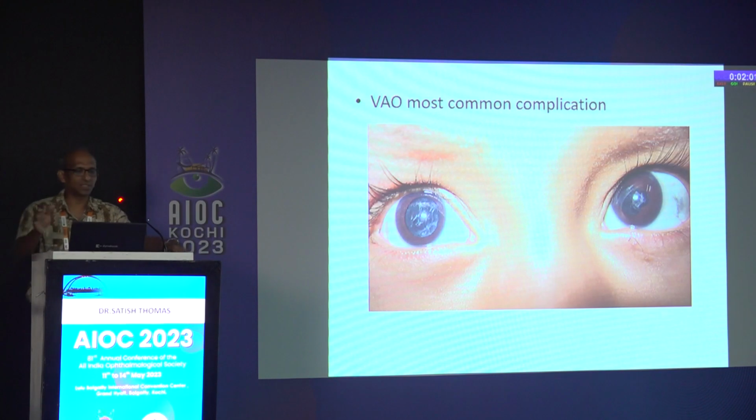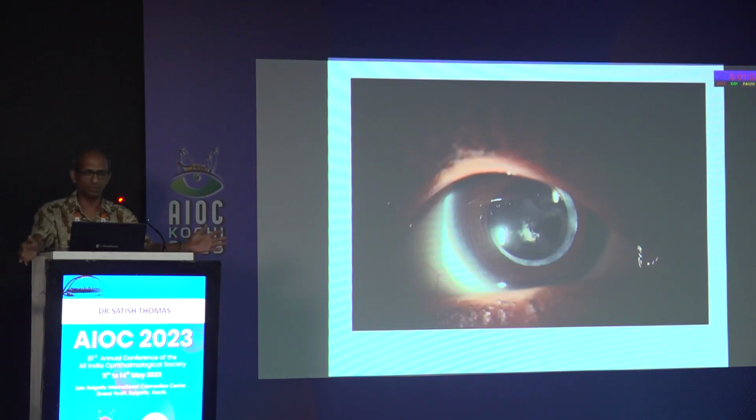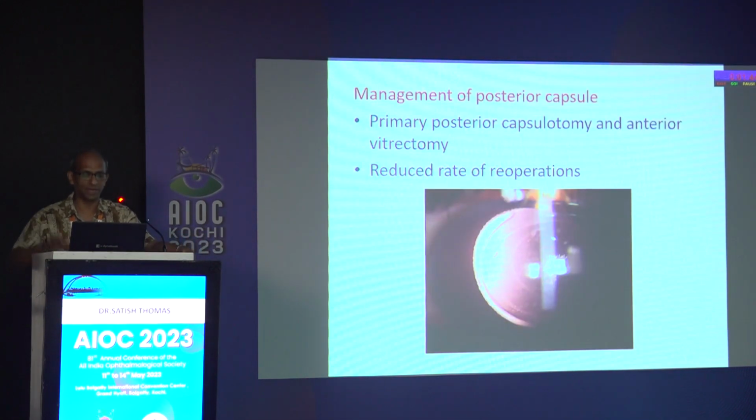So visual axis obscuration is the most common complication in a pediatric cataract if you do not take care of the posterior capsule. So these are some of the ways in which a pediatric cataract can present later.